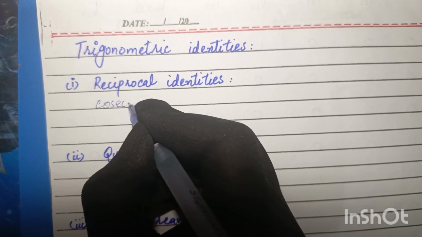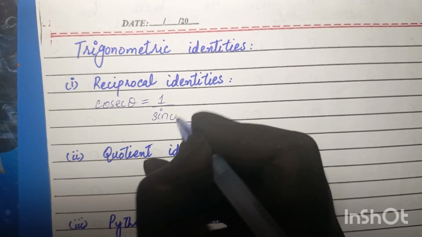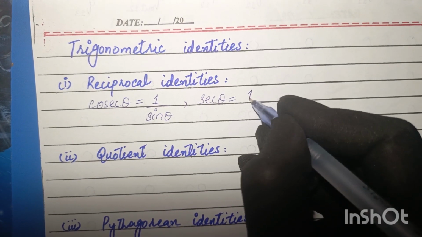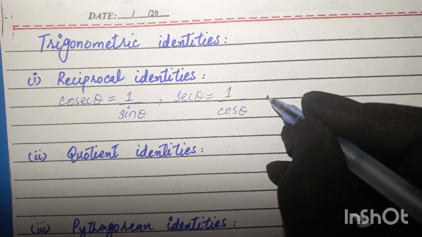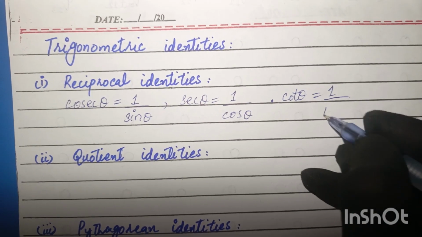There are three reciprocal identities. Number one is cosecant theta, which is the reciprocal of sine theta. Number two is secant theta, which is a reciprocal of cos theta. And the third reciprocal identity is cot theta, which is the reciprocal of tan theta.